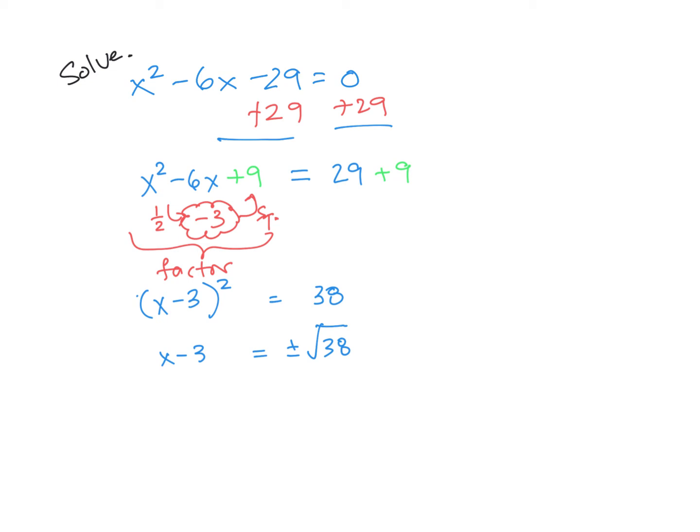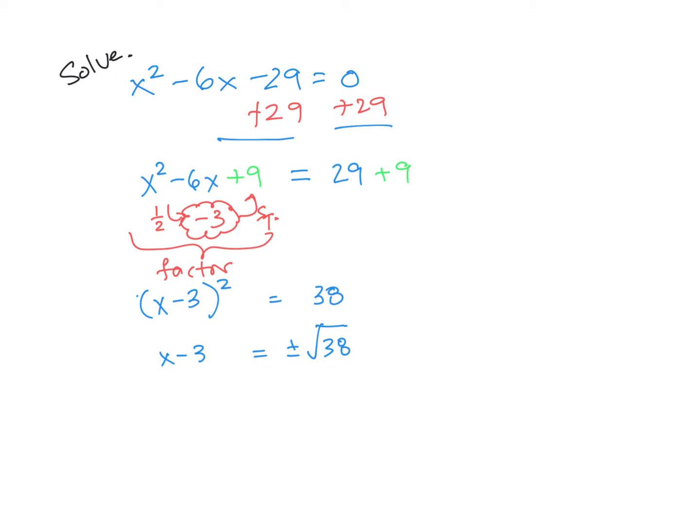But we do need to consider, can that be simplified? Does 38 have any perfect square factors like 4, 9, 16, and so on? If we play on our calculator just a little bit, we divide by 16, nope. We divide by 9, nope. We divide by 4, nope. None of those give me a nice whole number. So lucky us, the square root of 38 simplifies into just the square root of 38.